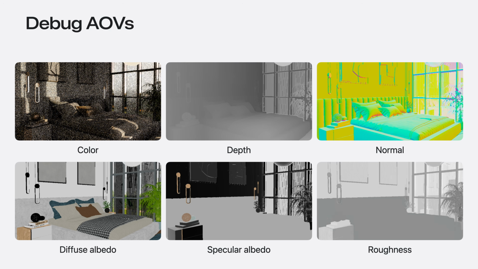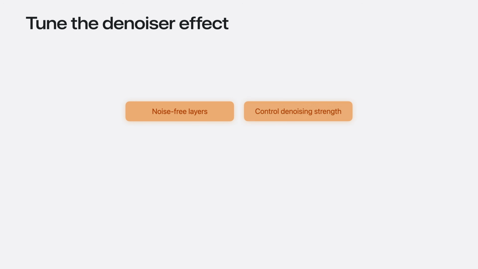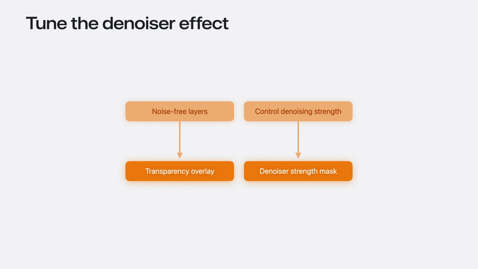Consider building debug views for each input directly in your engine. Use a GPU capture to inspect textures frame by frame. This will allow you to validate your inputs and make sure they look the way the model expects. You might have some noise-free layers in your scene, or some parts you don't want to denoise as strongly. You have two tools at your disposal, the transparency overlay and the denoiser strength mask. Using them will help you to maximize the quality in these scenarios.